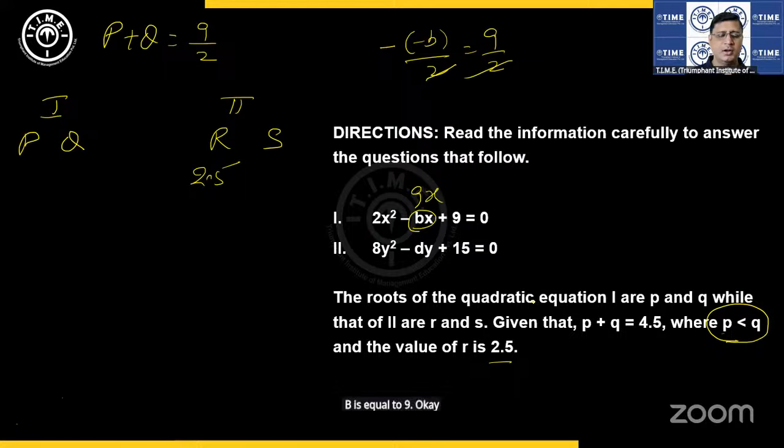Okay. Now simplify this. Second one. What is the second one here? 8y square minus dy plus 15 is equal to 0. Okay. Now r and s. r is given here. s needs to be found. Just find out the value of s.